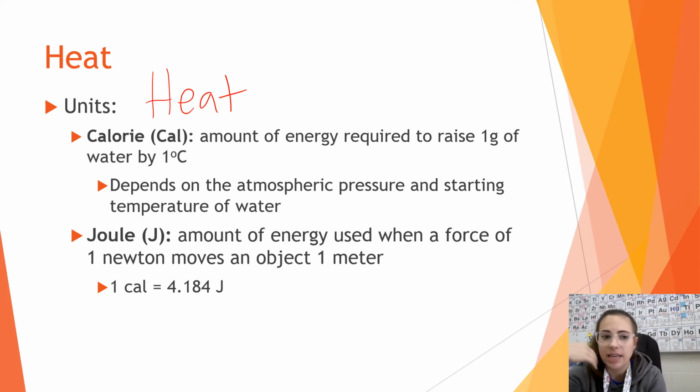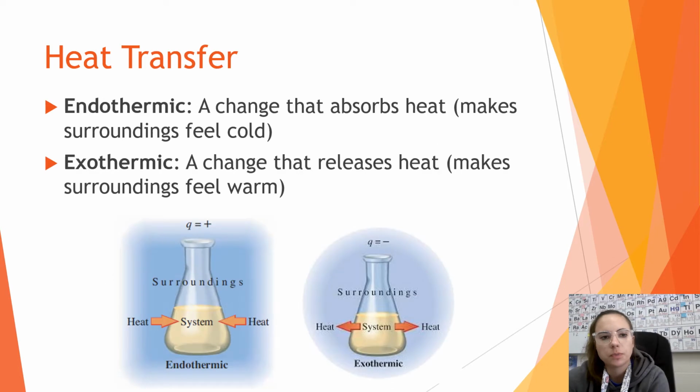So that's the calorie. A joule is defined as the amount of energy used when a force of 1 Newton moves an object 1 meter. Now, it's kind of strange that it's talking about movement, newtons, and all that stuff. You don't really need to worry about that. We use joule most often, pretty much exclusively in this class. The conversion: 1 calorie is 4.184 joules, but again, we mostly use joules.